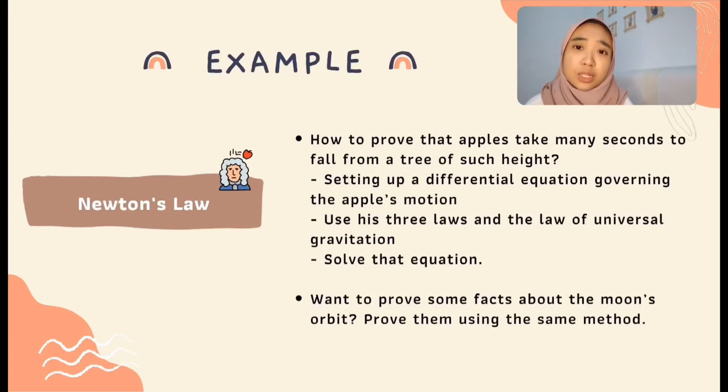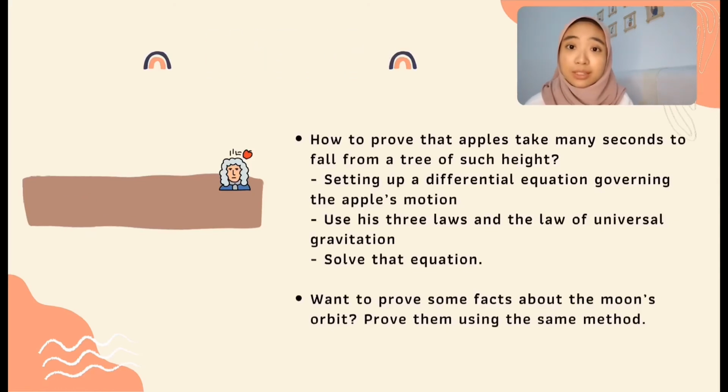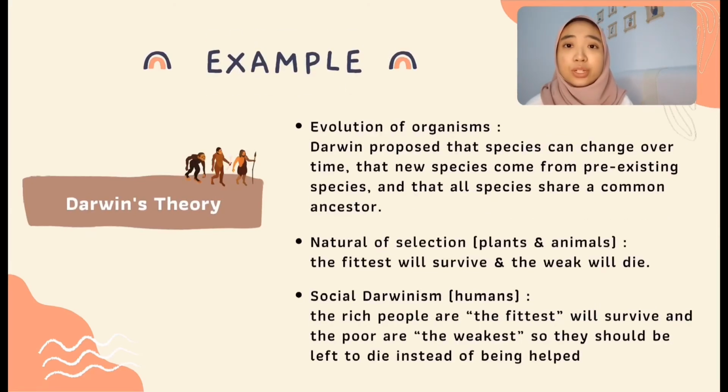If you want to prove some facts about the moon's orbit, you can prove them using the same method. Next, Darwin's theory, the evolution of organisms. Darwin proposed that species can change over time, that new species come from pre-existing species, and that all species share a common ancestor. Second, natural selection, which is specifically for plants and animals. It explains that the fittest will survive and the weak will die.